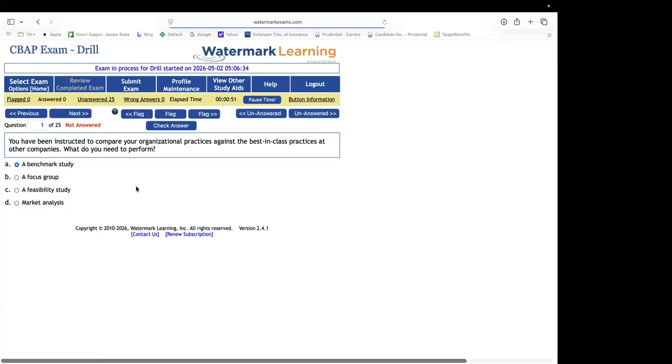A focus group is more like a group dedicated to studying one particular aspect of the business. A feasibility study is about making an assessment of the risks and how we can achieve a certain objective. Market analysis could also be the answer for this one, but benchmark is actually a comparison between two entities, two organizations.